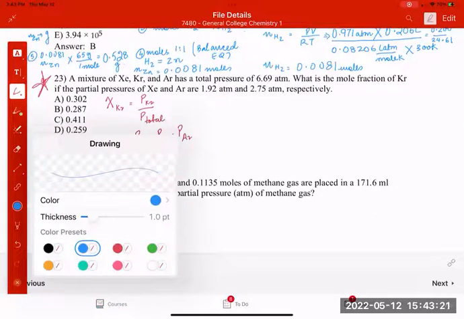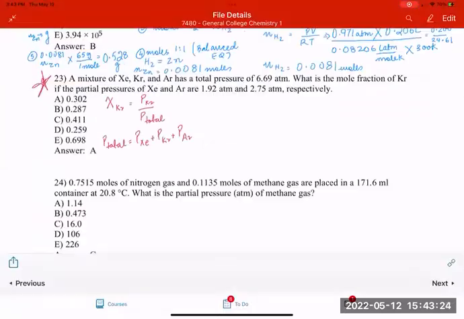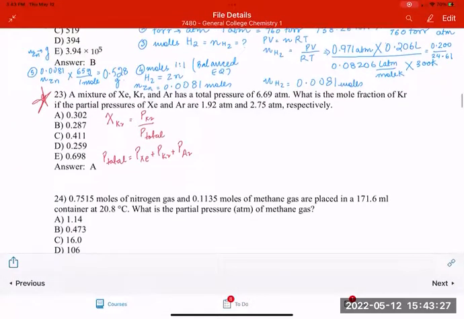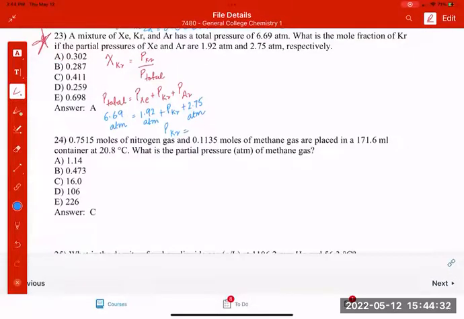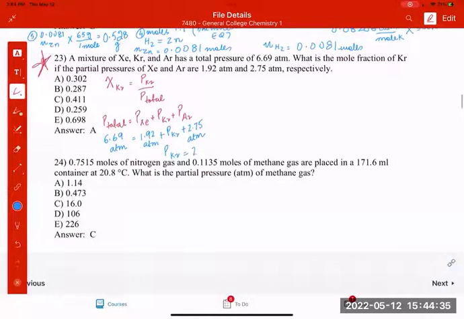Okay, now P total is 6.69 ATM. The partial pressure of xenon is 1.92 ATM, plus krypton, which we need to find, and argon is 2.75 ATM. So what is the partial pressure of krypton? You guys do the calculations. What is that again? 2.02.